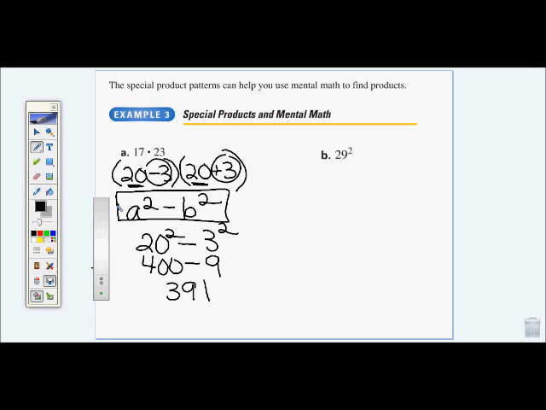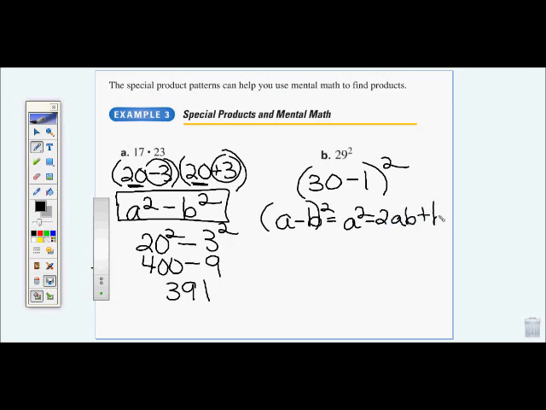Now, how about 29 squared? 29 squared could also be 30 minus 1 squared. This time, I can apply that rule, the a minus b squared. That's the square of a binomial, and that's going to be the a squared, the one I messed up so bad on the last screen. A squared minus 2ab, and then that's plus b squared. Confession, I made sure I watched that so I wouldn't mess it up again for you.